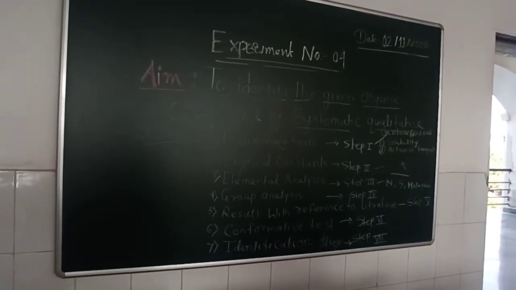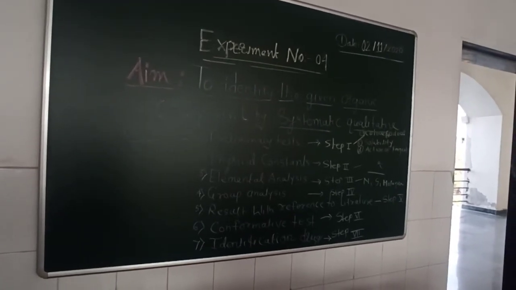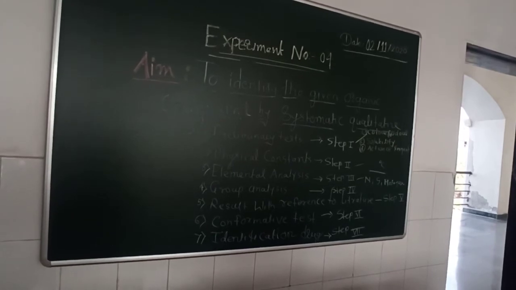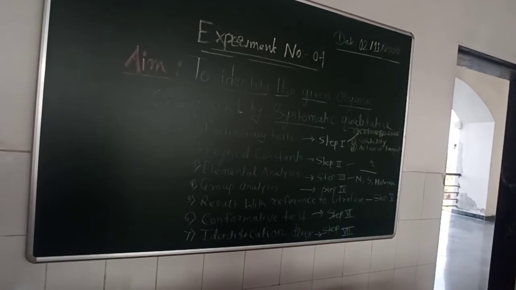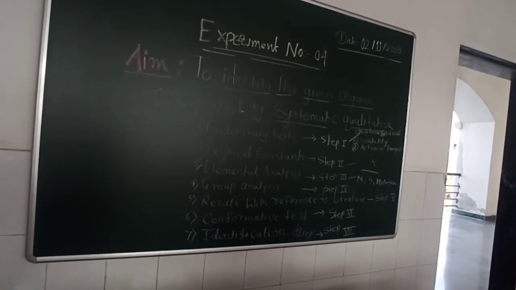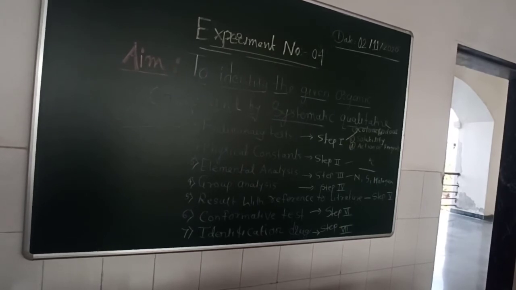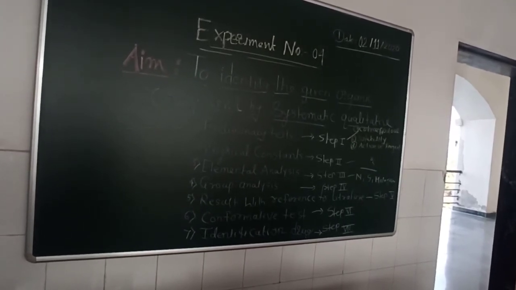In step 1, we perform different preliminary tests. On the basis of the tests performed by us, with reference to the handbook of the given organic compound, we conclude that our compound is aromatic, unsaturated, and acidic in nature.